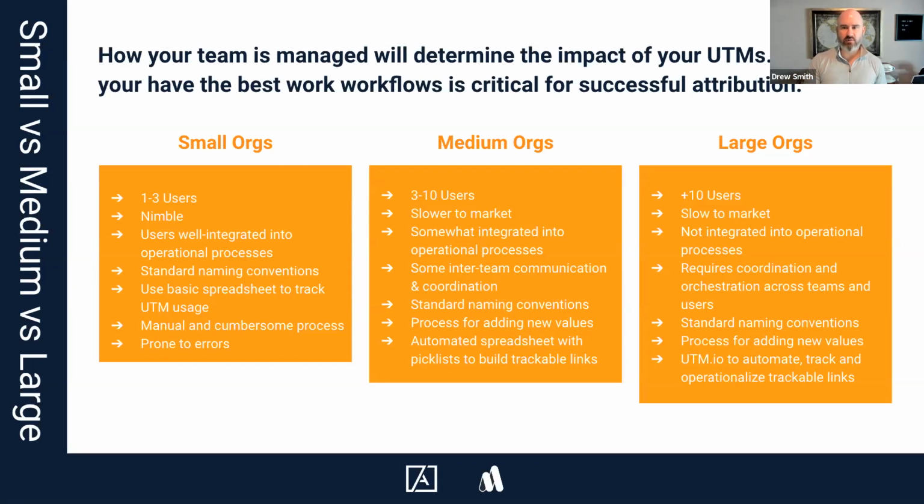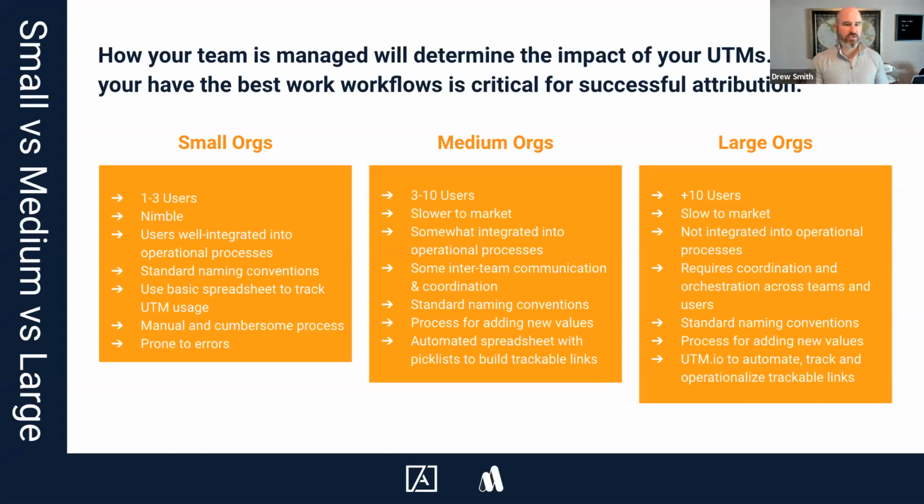Inter-team communication and coordination. That's kind of what I was talking about with operational processes. If you have multiple groups and multiple teams that rely on UTMs, you need really good inter-team communication and coordination to make sure that everybody that needs to know what those UTMs are knows what those values are and can put those into the automation workflows, the attribution platform, and the Salesforce instance.